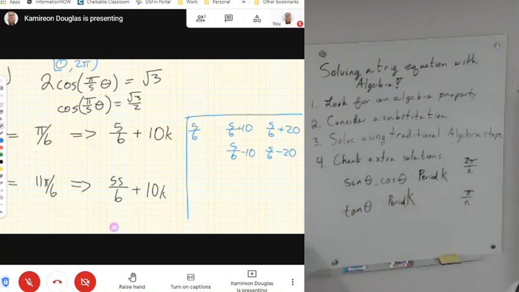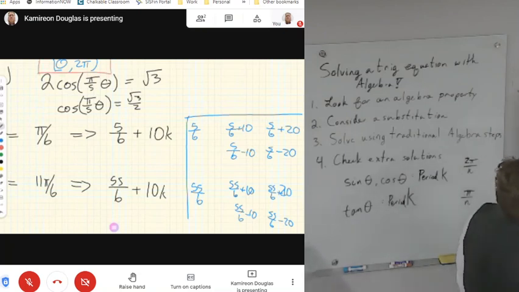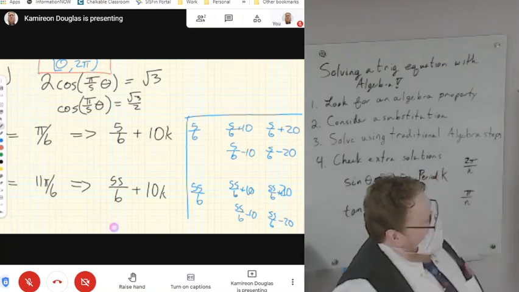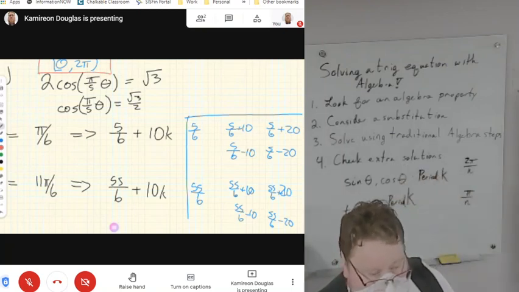On the second list, 55 over 6. We'd also have 55 over 6 plus 10, plus 20. I'll keep the same formula: 55 over 6 minus 10, 55 over 6 minus 20. Remember, I am stuck in this range. Now, I need to figure out if any of these are actually in the range.